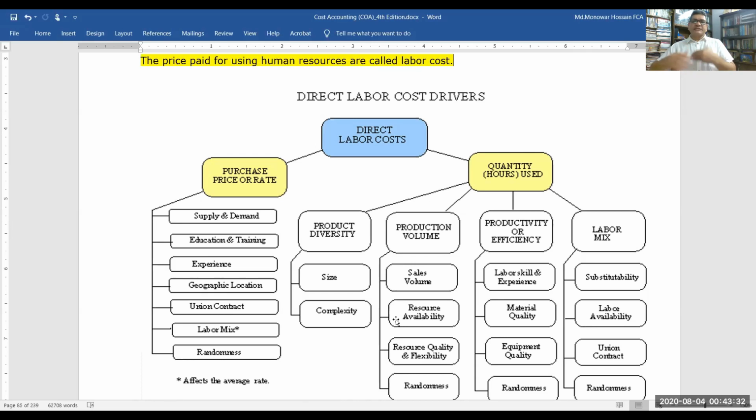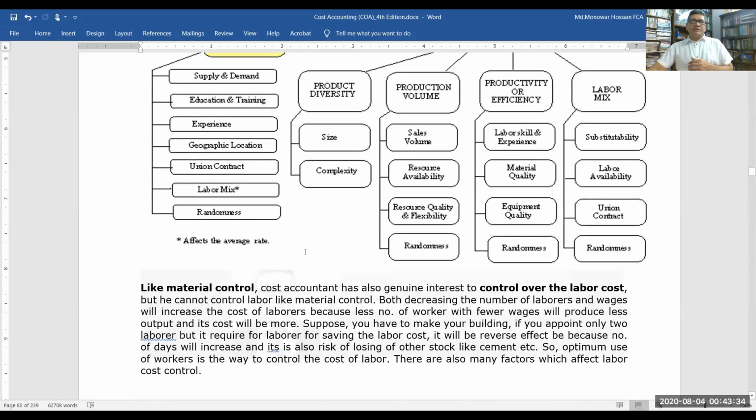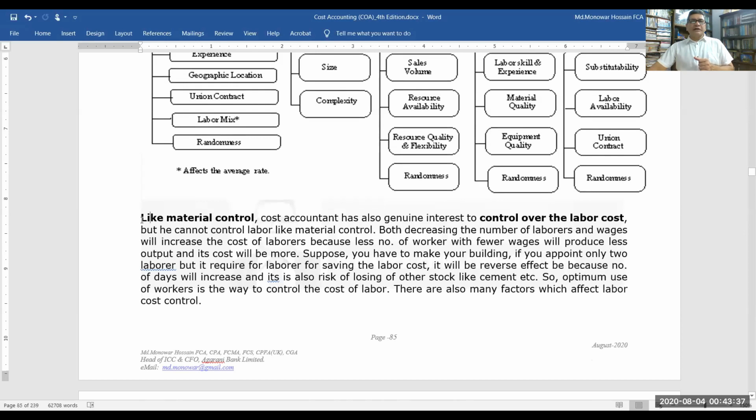So if you see the labor cost drivers, and compare with material control, the cost accountant has a genuine interest in the control over the labor cost. But you cannot control labor like material control, because both decreasing the number of laborers and decreasing wages will increase the cost of labor, because fewer workers with fewer wages will produce less output and its cost will be more.